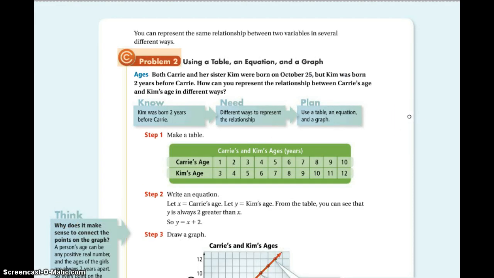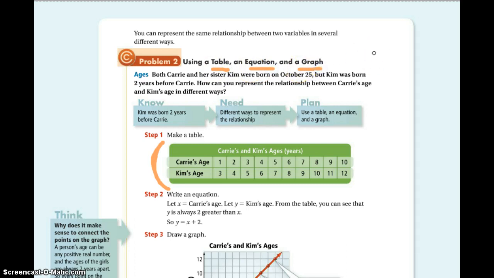So now that we've tested them to see if they're solutions or not, what we're going to do is talk about the process of actually setting up those ordered pairs. Those ordered pairs are organized into my table. So you can represent this relationship between two variables in several different ways. We're going to talk about all these ways. We're going to talk about how to organize our information into a table, and then into an equation, and then into a graph.